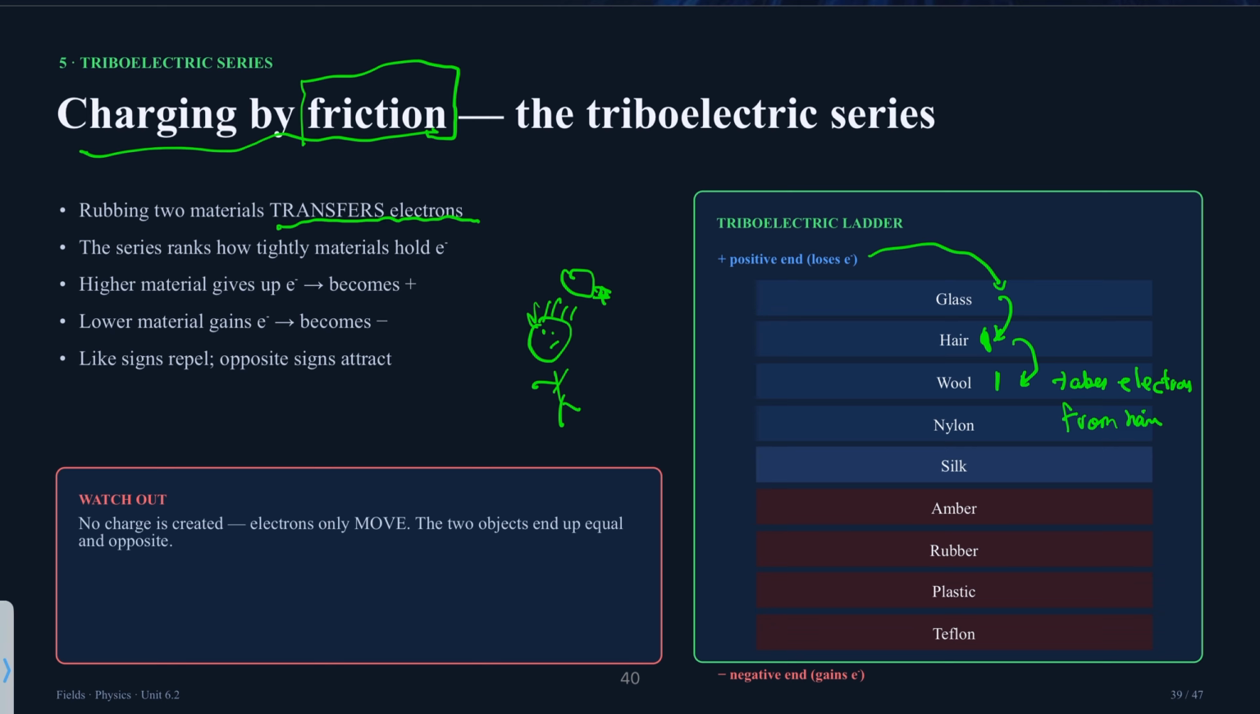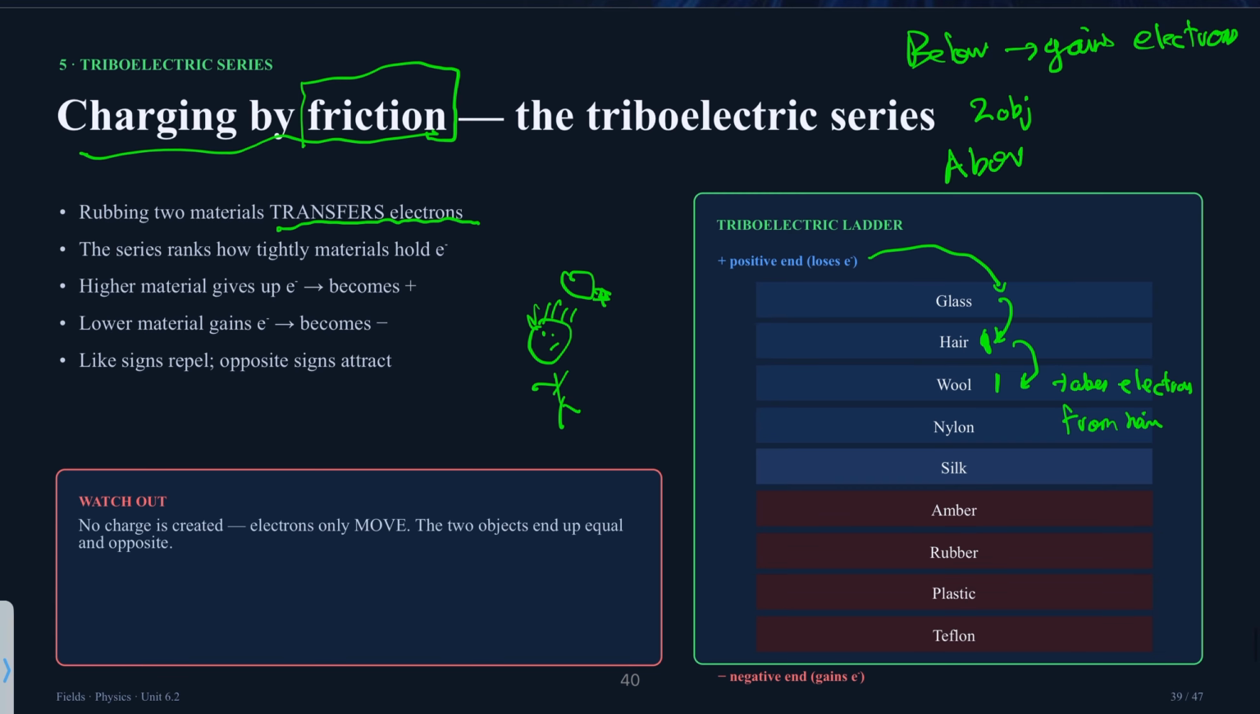from your glass. So whichever object is below gains the electrons. If you're given two objects, whichever object is below the other one gains the electrons, and whichever object is above loses those electrons. That's all you really need to know. After that, it's really not that hard at all.